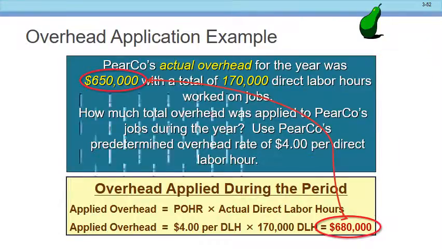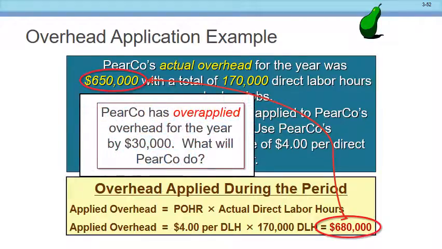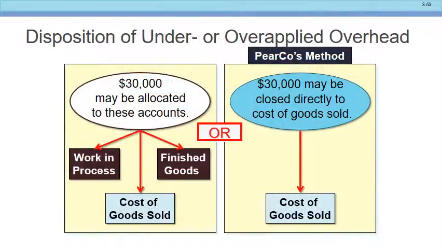So let's just go ahead and take a look. Ooh, cool. It's over applied 30,000. Okay, I liked our little scribbling better than that cool graphic, but okay. That's the 30,000 that's over applied. So what are we going to do? We're either going to take it all to cost of goods sold, or we're going to allocate that between our work in progress, our finished goods, and our cost of goods sold. Those are our two options.